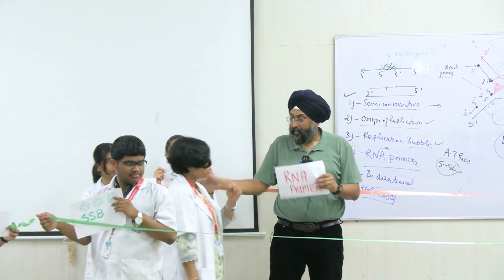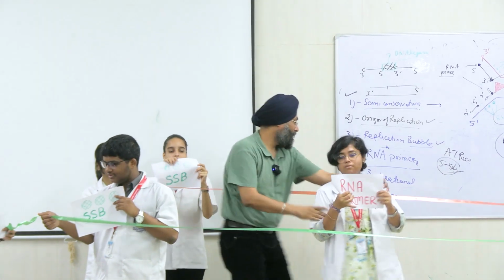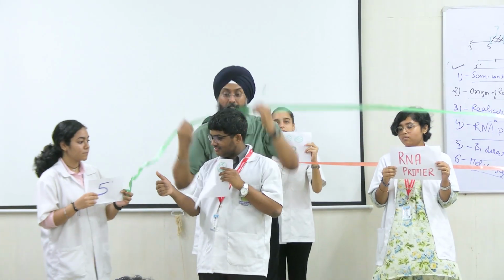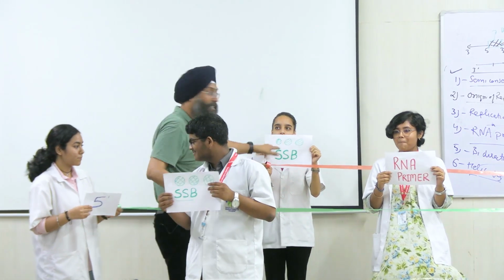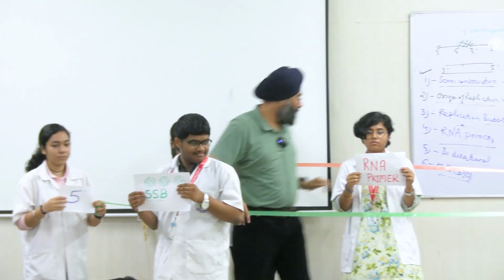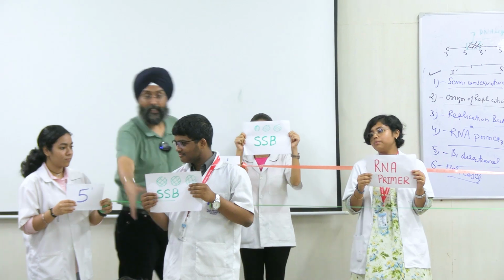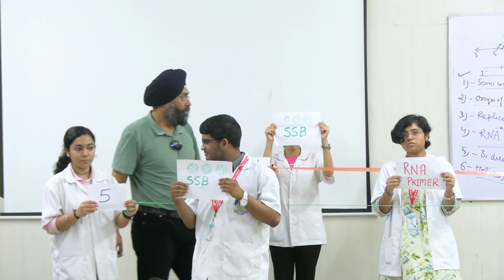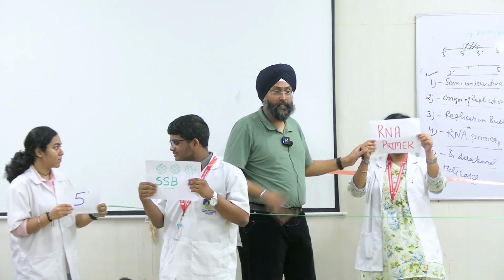The two strands are separated and the RNA primer is attached here. The outer side is SSB. The two strands were separated. Helicase has done its role. The single strands are stabilized by SSBs. Clear up to this? Now we have to synthesize DNA.